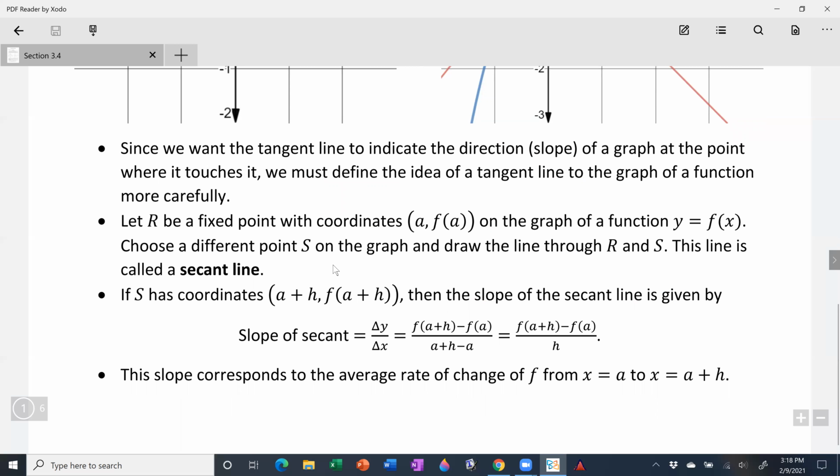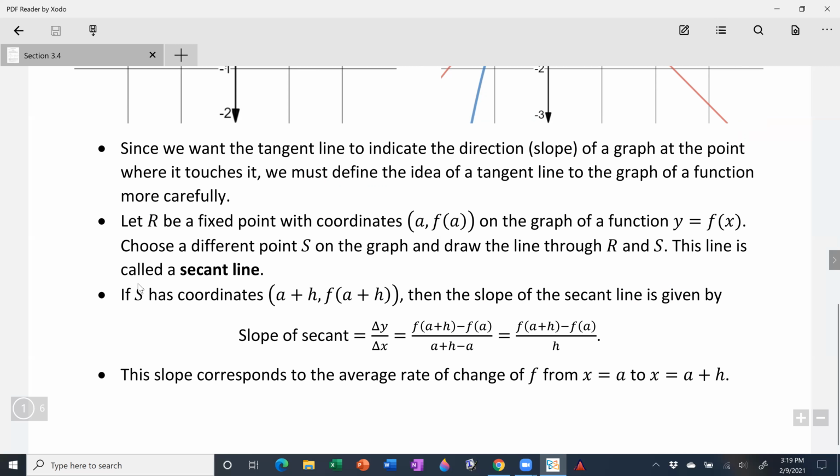Okay, so in order to develop a definition for the tangent line, we're first going to talk about a secant line. Let R be a fixed point with coordinates a, f of a. So some x value a, and plug that value into your function to get the y value. Okay, so any a value on the graph of a function y equals f of x. Then we're going to choose a different point S on the graph and draw the line through R and S. This line that goes through R and S is going to be called a secant line, where it's two separate points on the graph and you can draw a line through them.